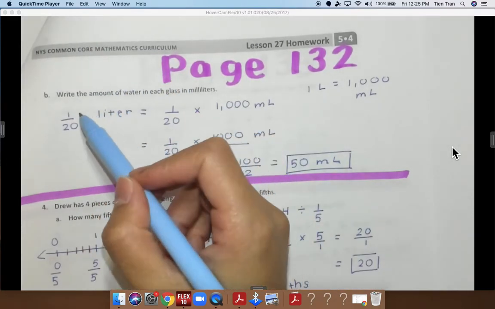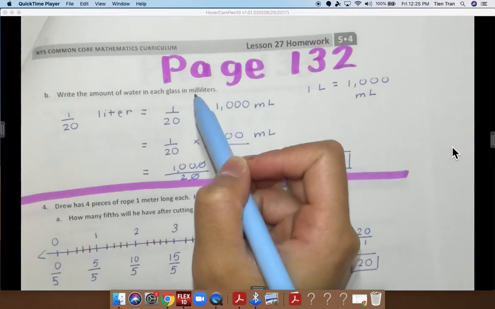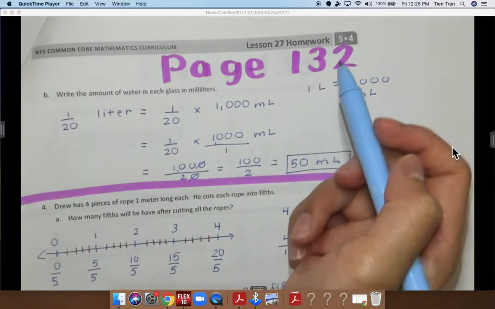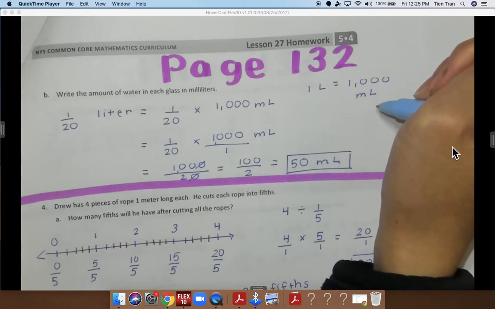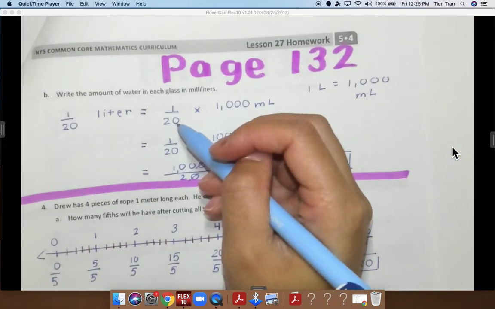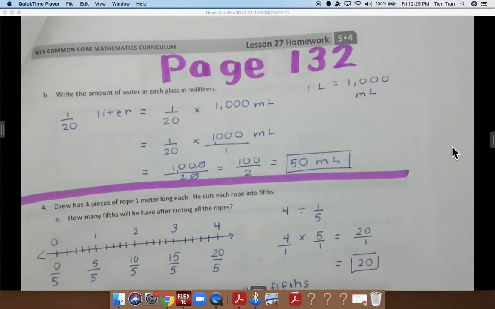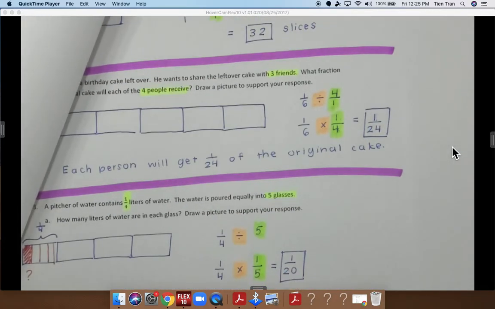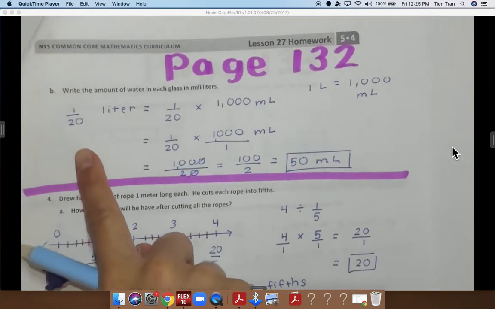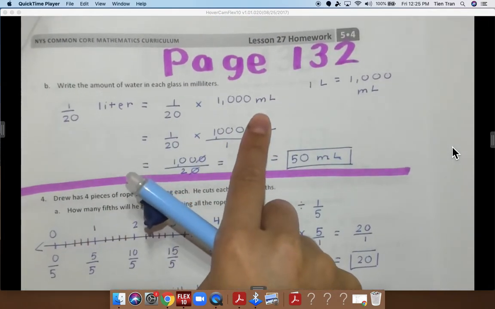Problem B, it asks you to write the amount of water in each liter in milliliters. So I know that 1 liter is equal to 1,000 milliliters. So I'm going to multiply 1/20. This 1/20 is from the previous problem. This right here is equal to 1/20. I'm taking that answer and I'm multiplying it times 1,000.